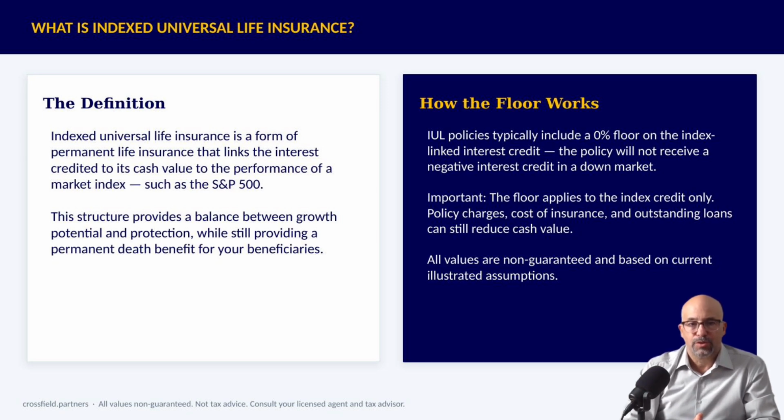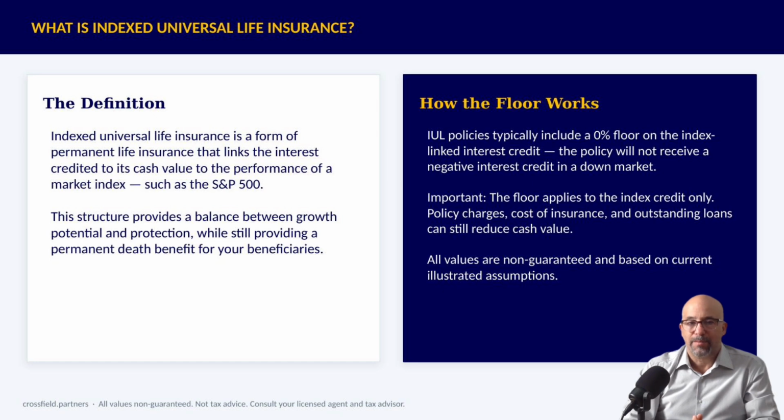When the index performs well, the policy may receive a higher interest credit. When the index declines, most IUL policies include a floor, often 0%, so the policy doesn't receive a negative interest credit that year. That floor is an important feature. But here's something equally important to understand. The floor applies only to the index-linked interest credit. It does not protect the cash value from being reduced by policy charges, the cost of insurance, or outstanding loans. Those can and do reduce cash value, regardless of how the index performs.